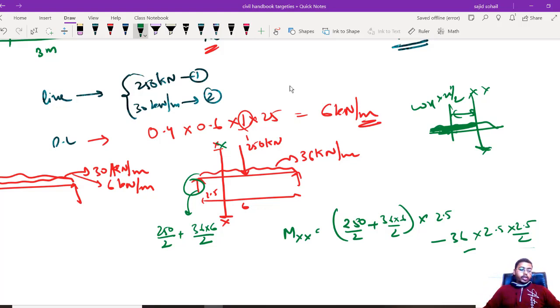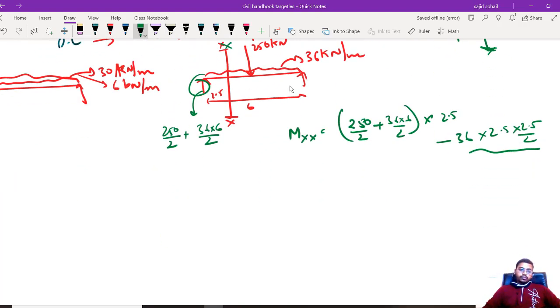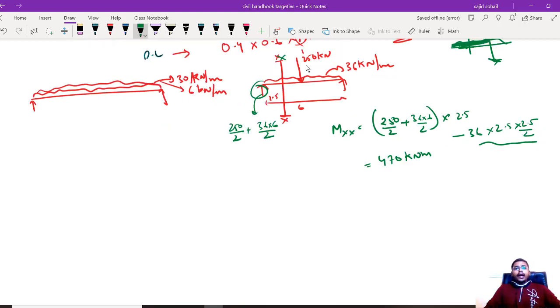So just calculate what you are getting. Just write it down. So you will be getting your answer as 470 kilonewton meter. Just solve it. I am giving you a second. Just solve it. आपको आ रहा है कि नहीं आ रहा? 470 kilonewton meter. I hope you all got this 470 kilonewton meter.